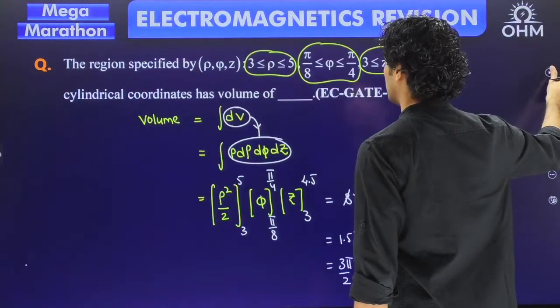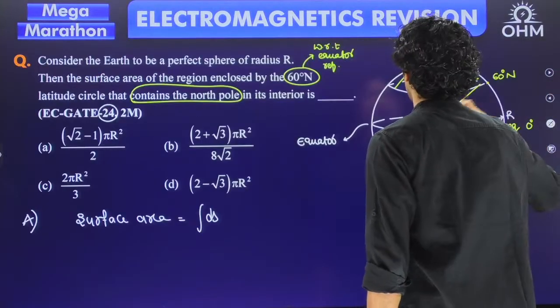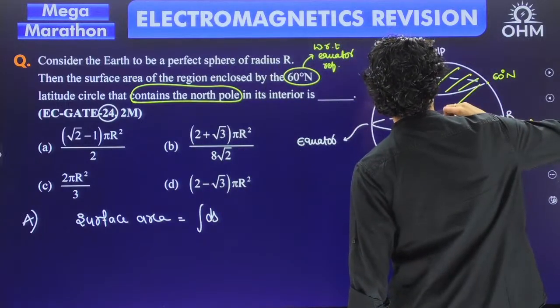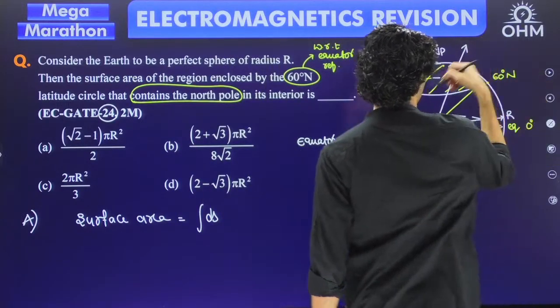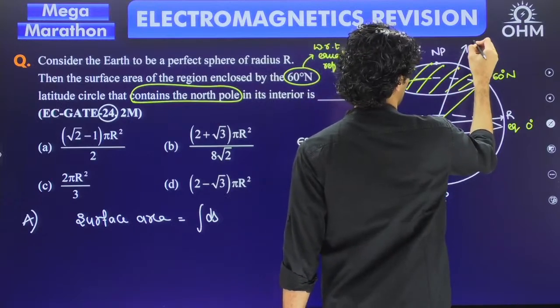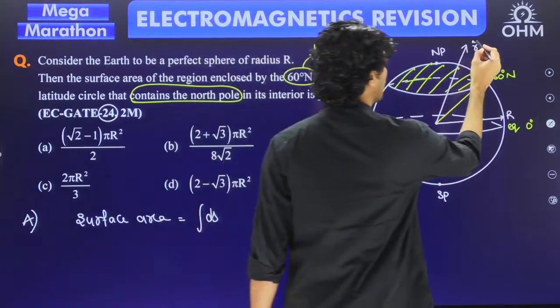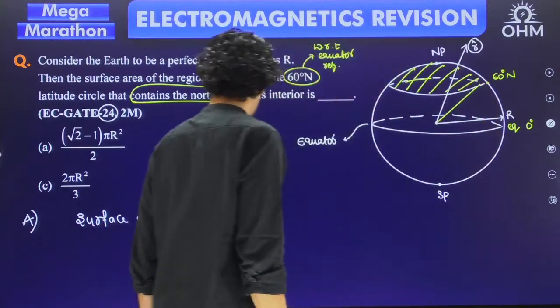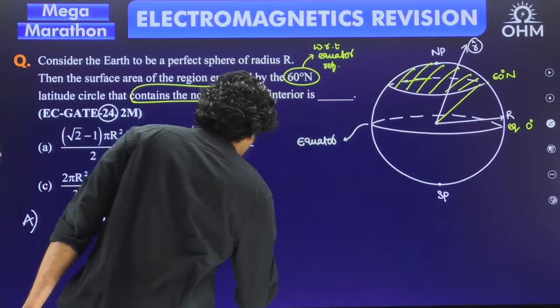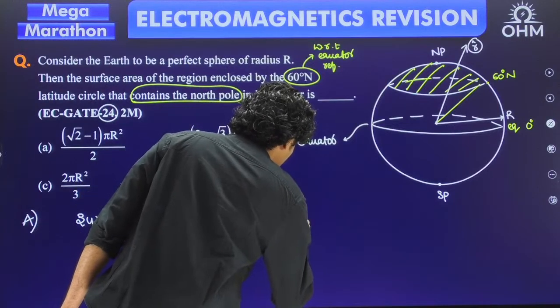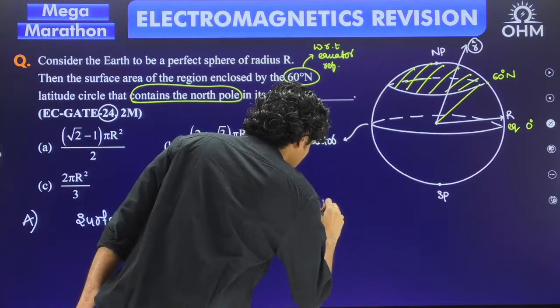Why? Because when I draw this diagram, what is the radial direction for this surface? The radial direction is nothing but away from the origin, so the r cap direction. And I am taking area only along the r cap direction. Along the r cap direction, the differential area, as we have just seen, becomes the integration of r square sine theta d theta d phi.